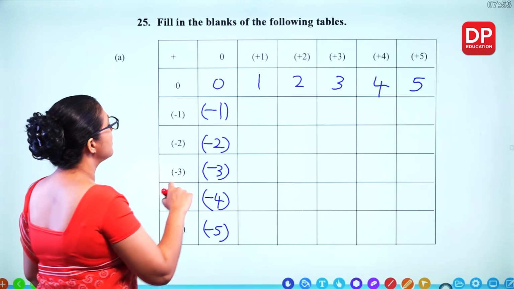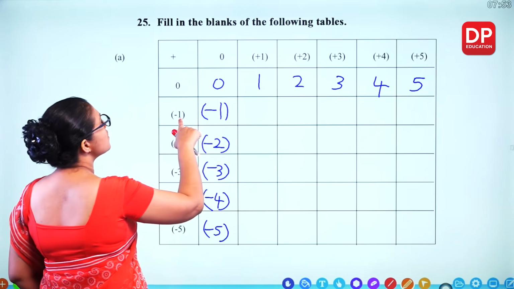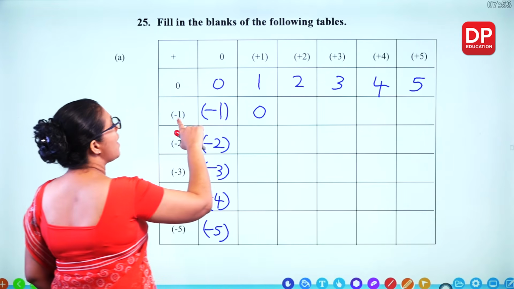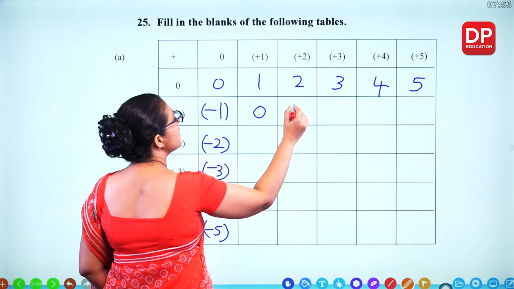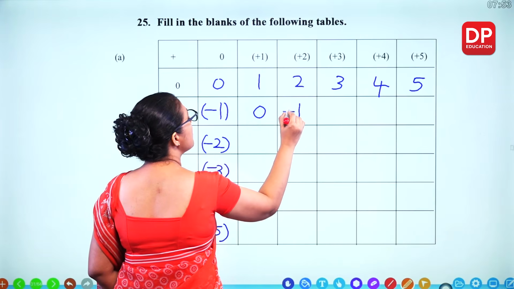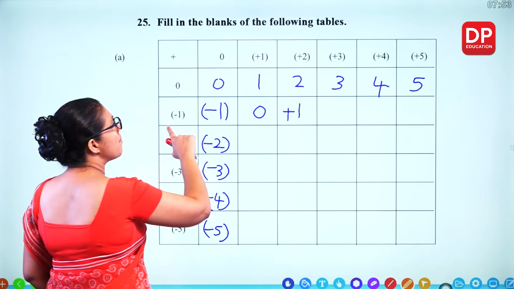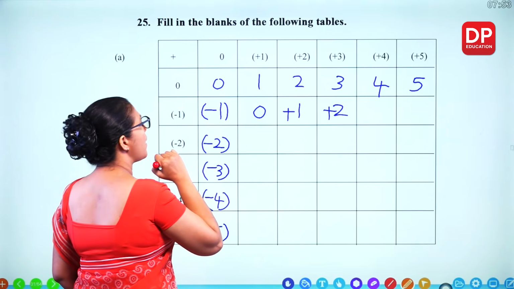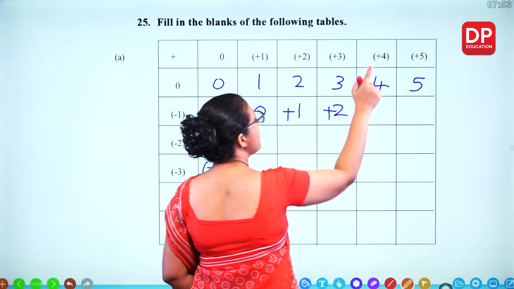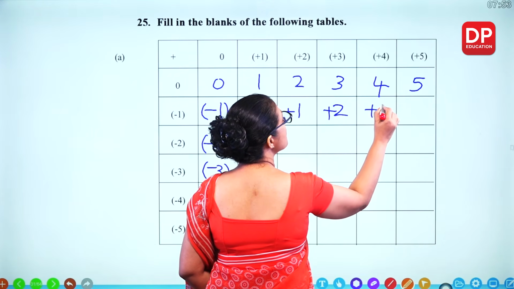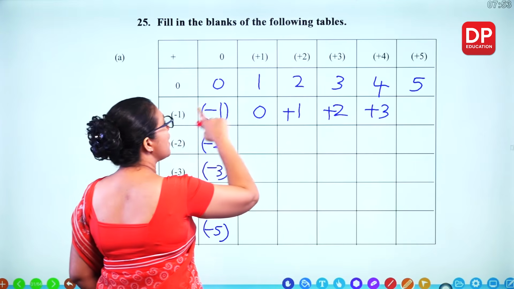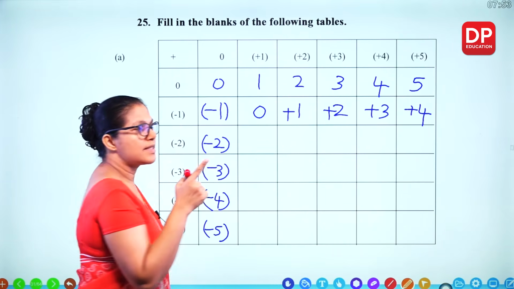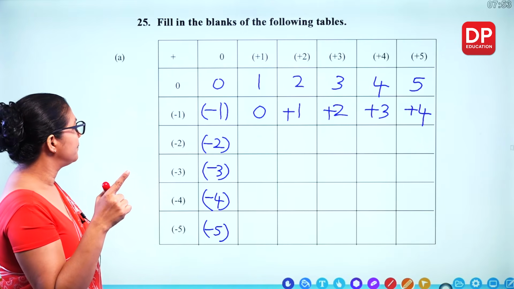And then these numbers, minus 1 and plus 1, additive inverse, you get 0. Minus 1 and plus 2, take the difference, 1. That becomes plus 1. Minus 1 and plus 3, difference is 2. And that's plus. Minus 1 and plus 4, difference is 3, that's plus 3. Minus 1 and 5, difference is 4. 5 is the bigger number, that's positive.